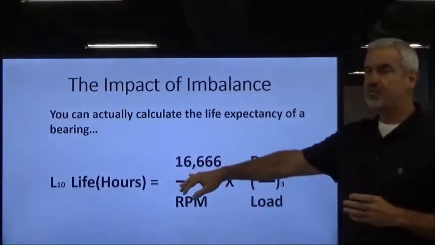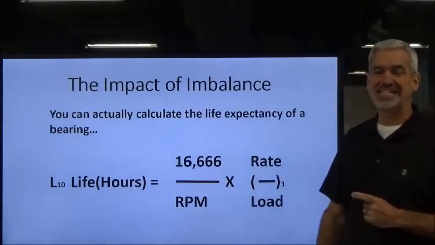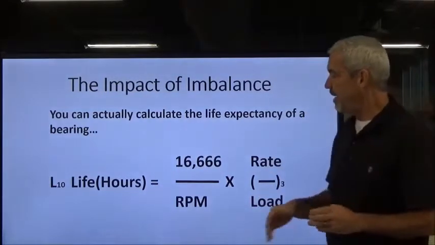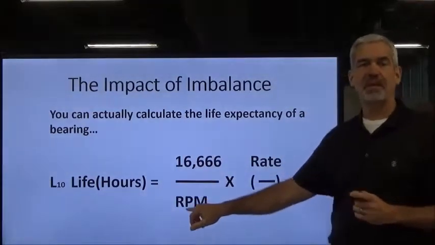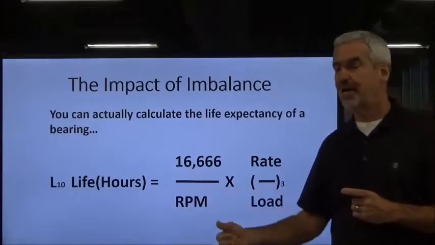Now, in this formula, we have 16,666 as our fixed number. That is our constant, okay? And we divide that number by the RPM of the shaft that the bearing is turning at, or the shaft that's in the bearing, okay?